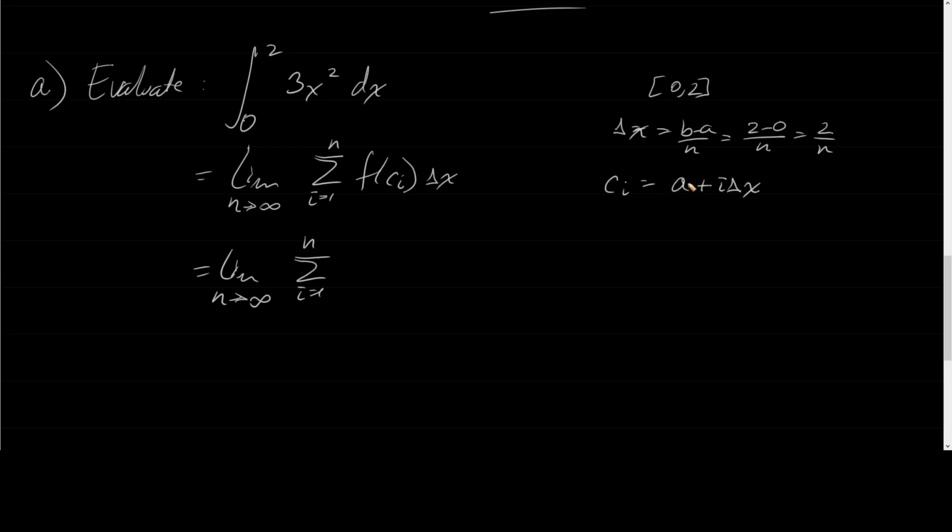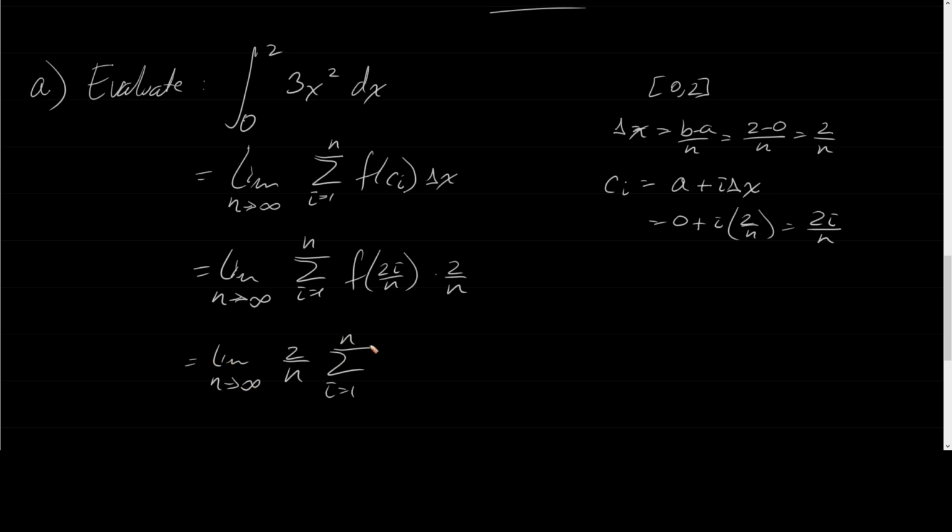Well, let's see. A was 0, so we have 0 plus i times delta x, which was 2 over n, so 2i over n. So we have f of 2i over n, and then delta x was just 2 over n. And here this 2 over n is not being affected by our index of summation, right? So we have 2 over n times the summation from i equals 1 to n of plugging 2i over n into our function. Right in here, this is our function. So 2i over n into there, we have 3 times 2i over n squared.